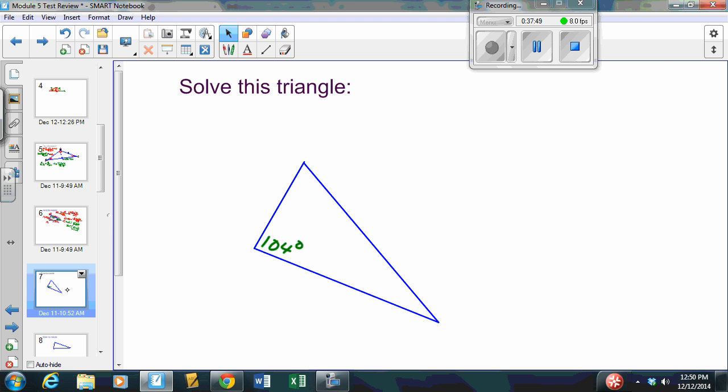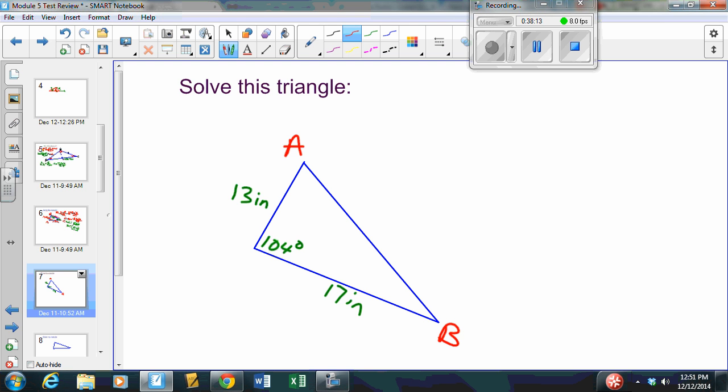Okay, here we go. Guys, let's say I have this angle of 104 degrees. Let's say I have this side right here of 13 inches, and this side right here of 17 inches. And you tell me, are we going to use the law of cosines now? Yeah, we should. Why? Because I have two sides and an angle.